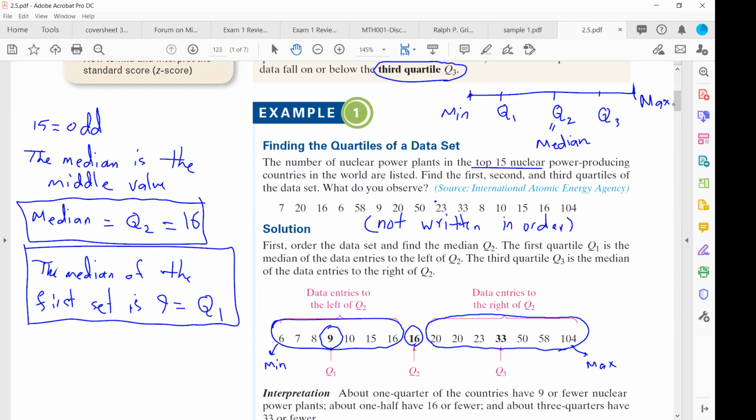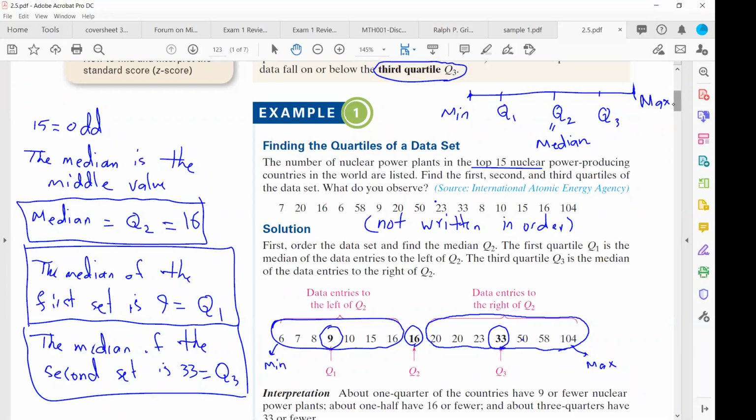Okay, now forget about your first set. Forget about your first collection. The second collection on the right-hand side of Q sub 2 has 1, 2, 3, 4, 5, 6, 7 numbers in it. The median of the second collection is 33. So the third quartile is nothing but the median of the second set. The median of the second set is 33 for Q sub 3.